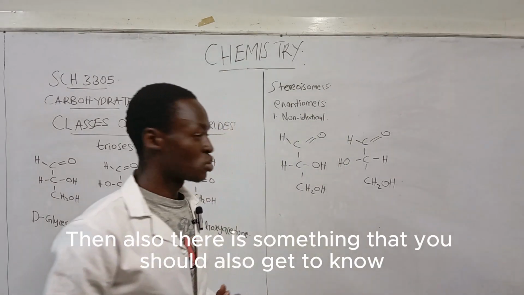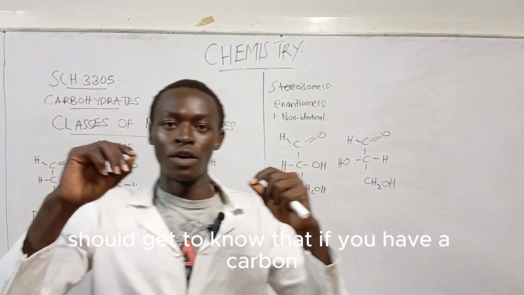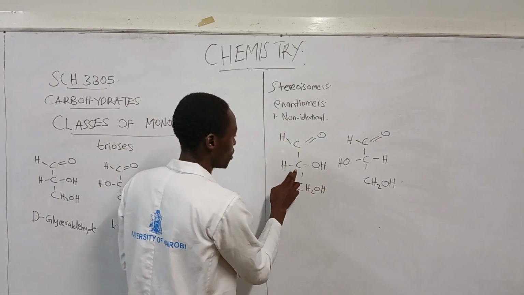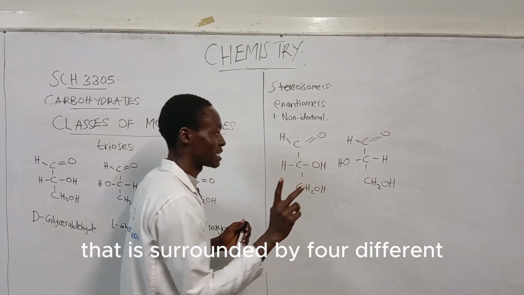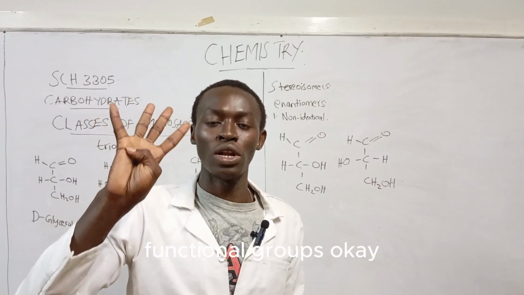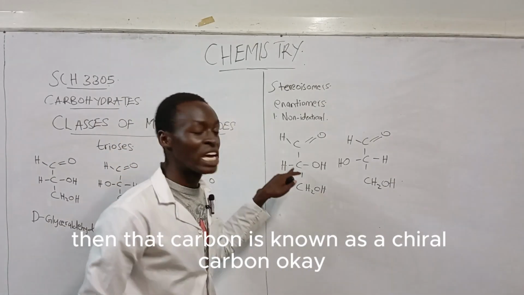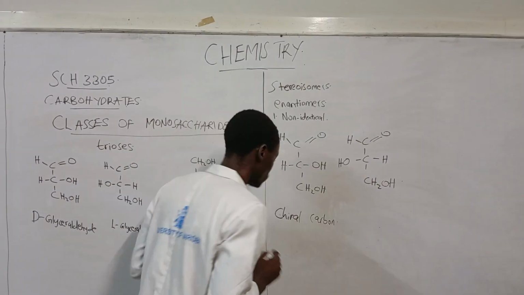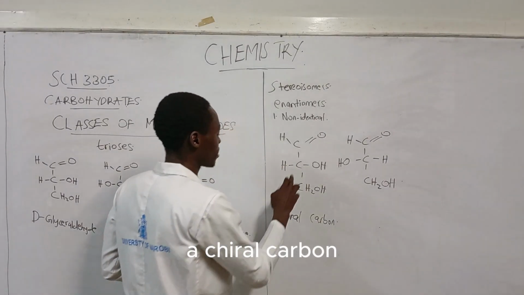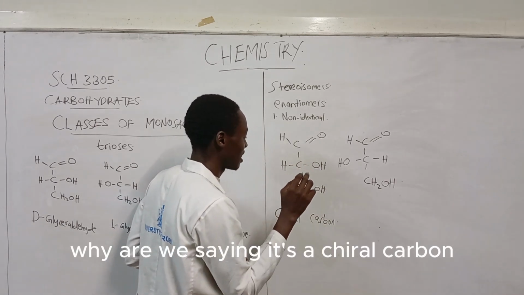Then there is also something that you should get to know. If we have a carbon atom, like this one over here, that is surrounded by 4 different functional groups, then that carbon is known as a chiral carbon. Like now over here we are having a chiral carbon. Why are we saying it is a chiral carbon?